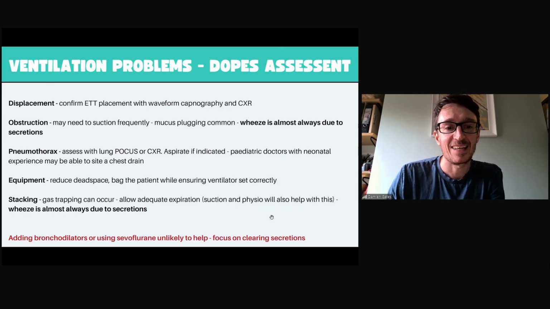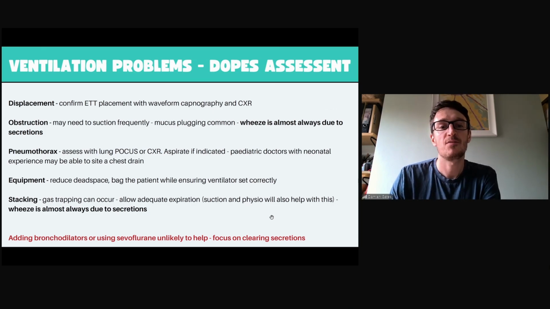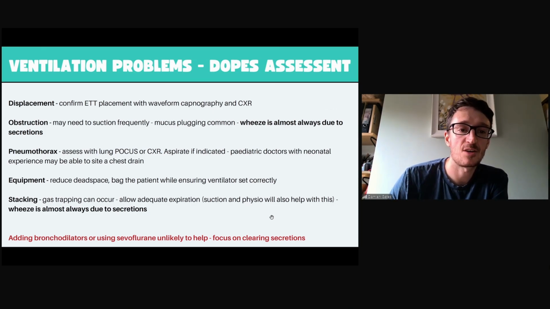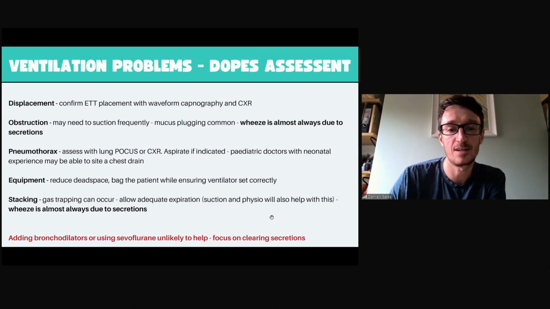Think about stacking, so gas trapping can occur. So allow adequate expiration time on your ventilator, and if you're bagging, suction and physio will help with this. If you do have prolonged expiration and gas trapping, again, wheeze, this is almost always due to secretions. So adding bronchodilators or using sevoflurane is very unlikely to help. Focus on clearing the secretions.